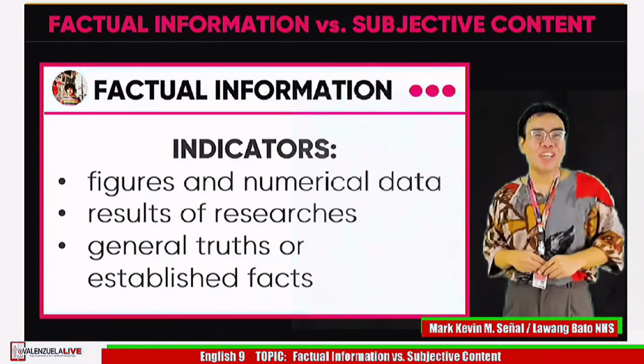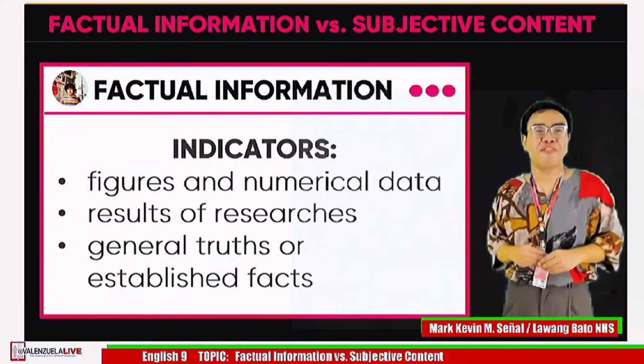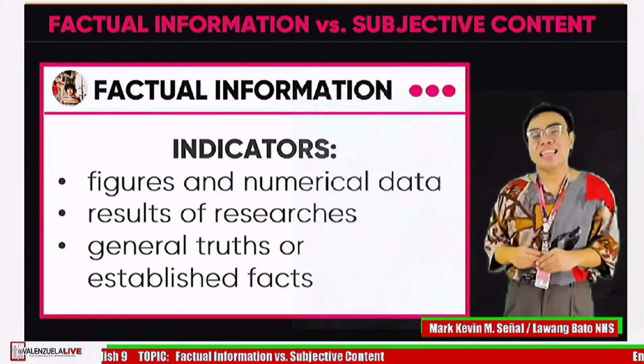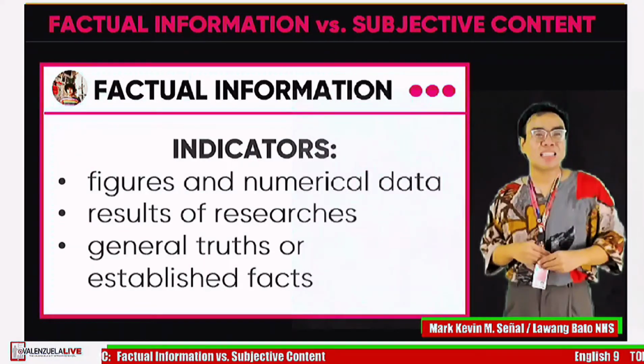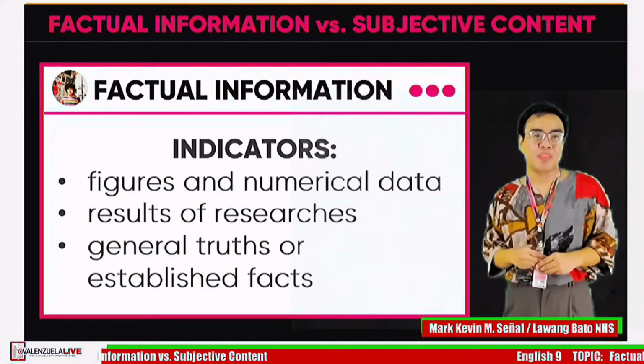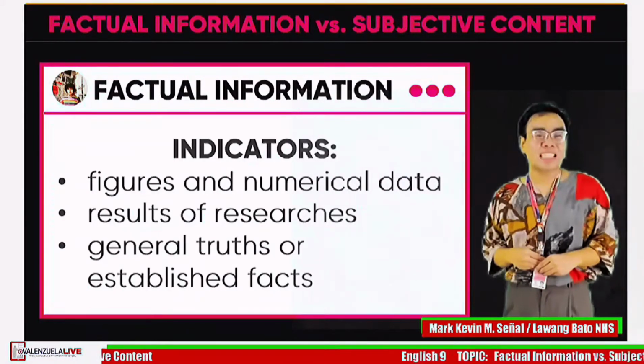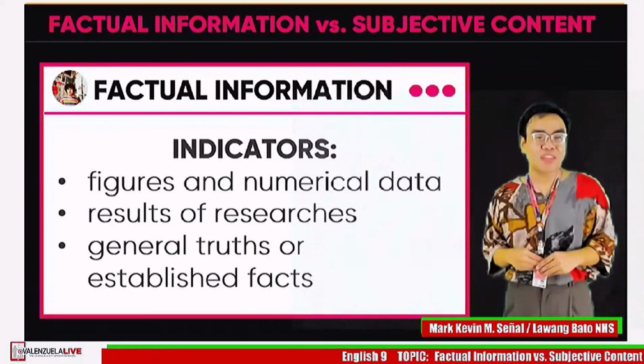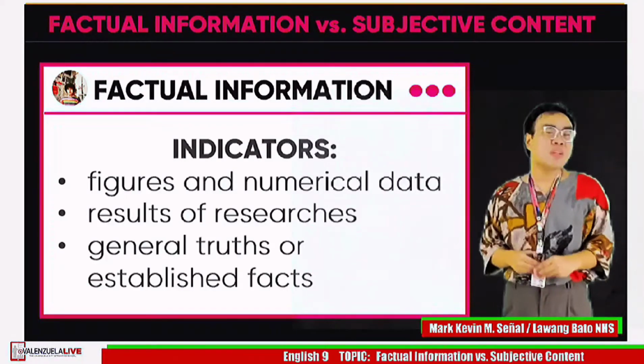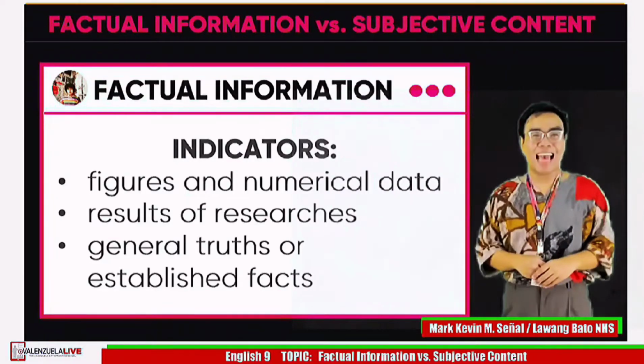And lastly, you can also indicate if an information is factual if these belong to already established facts or general truth. These are already proven by the discipline they belong. Say, for example, the sun is the center of the solar system. Everyone knows it and it is already proven by science.